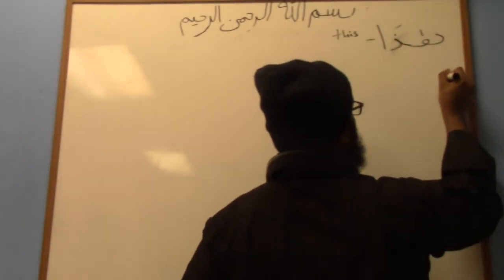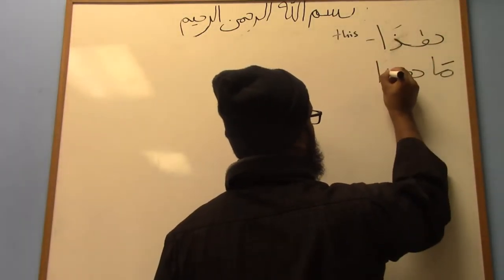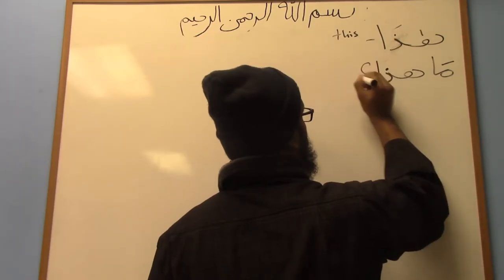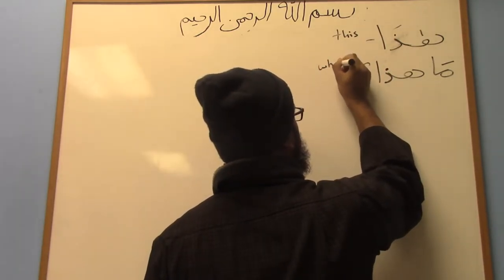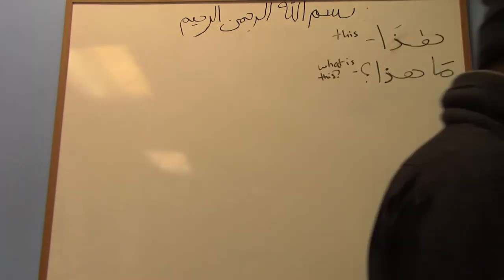طيب. Let's move on to page number 6. Now page number 6 adds something to hadha. And that word is ma. So ma, which means what? Ma hadha. It means what is this. Okay, ma hadha, what is this? Okay, and then the author also introduces the hamza.